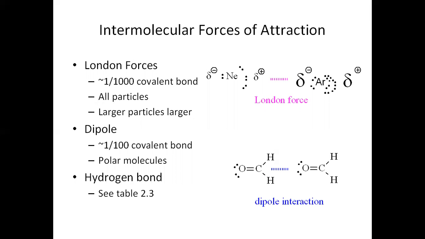The second kind of interaction that is very important is the dipole-dipole interaction, which occurs between any molecules that are polar. For example, the formaldehyde molecules that I have shown in the lower right-hand side of the slide. These are approximately 1/100th as strong as a covalent bond, and again, occur between any molecules that are polar. The strongest intermolecular forces are the hydrogen bonds, and we will say more about that shortly.